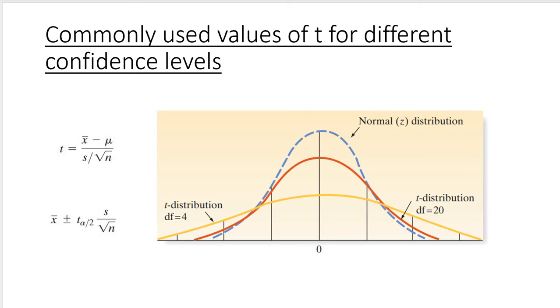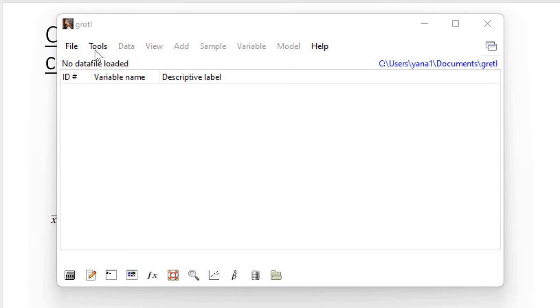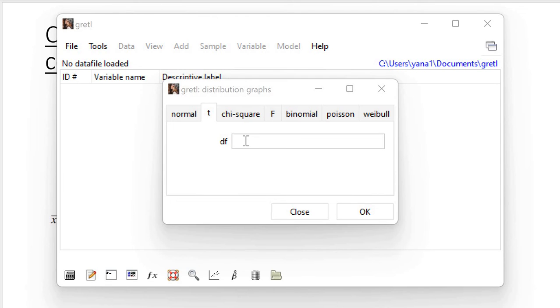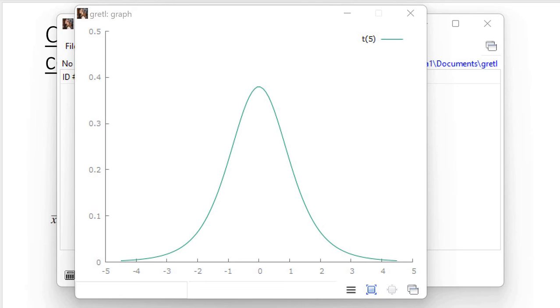Actually, you can use Gretl in order to compute T distribution for the different number of degrees of freedom. I'm going to show you this in a second. Okay, so you should go to Gretl, choose Tools, and Distribution Graphs. We are interested in T distribution, so that's why here we should only provide the number of degrees of freedom. As for now, let us assume that we have 5 degrees of freedom because of 6 observations. And this is the graph. So you can notice that it's somehow peakier than normal distribution.